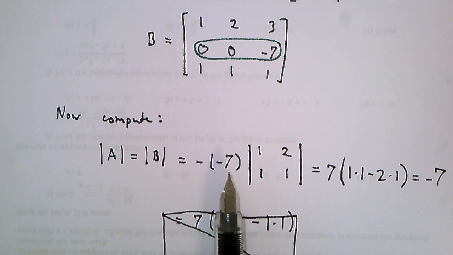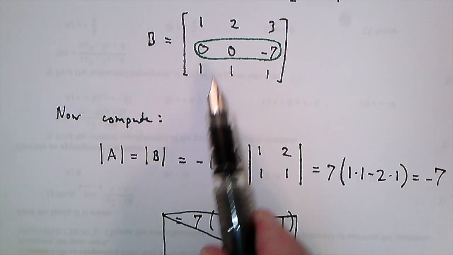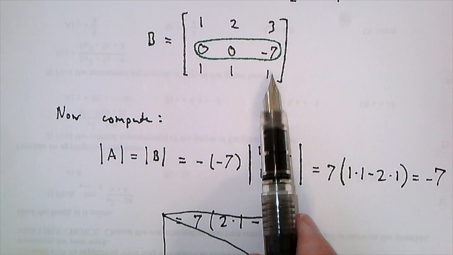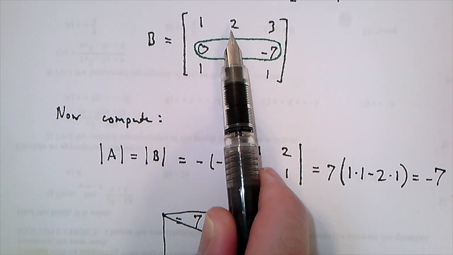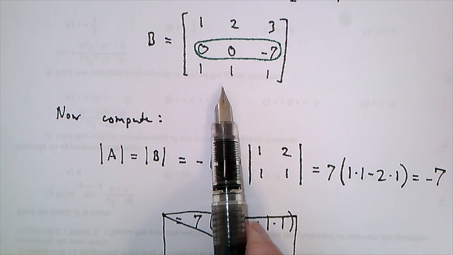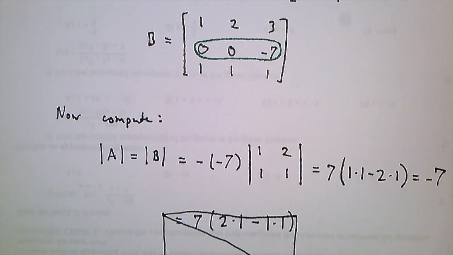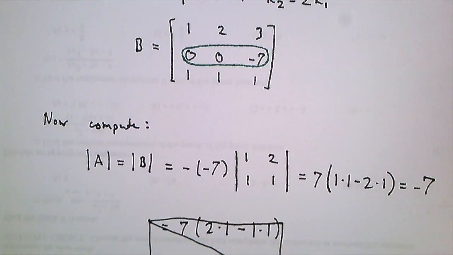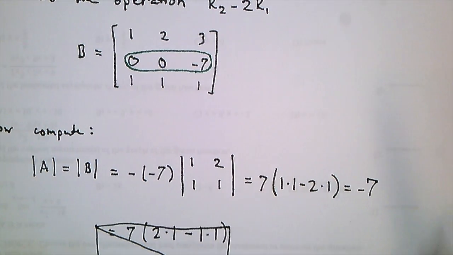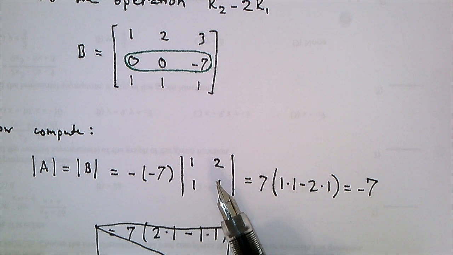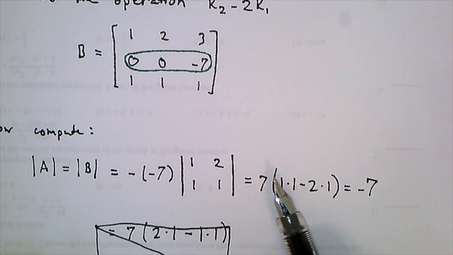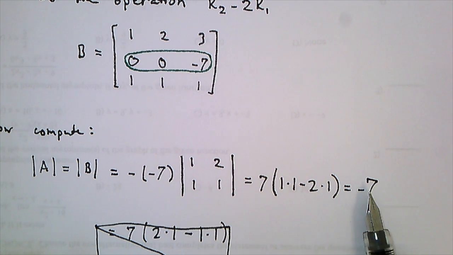And then we have minus 7 times the matrix that we get when we delete the second row and third column. So what's left over is the 1, 2 on the first row and 1, 1 on the second row. So we get this new 2 by 2 determinant. And then we work through. Minus 7 is positive 7, and then the 2 by 2 determinant is 1 times 1 minus 2 times 1. So we get another minus 1 in here, and overall we get minus 7 for this determinant.